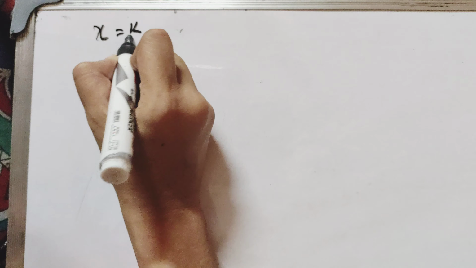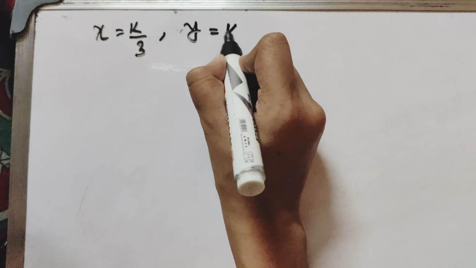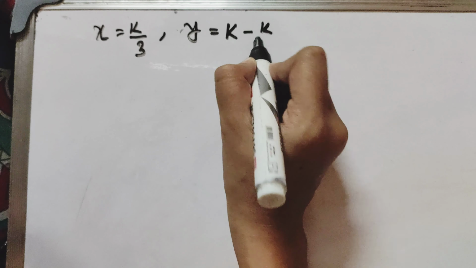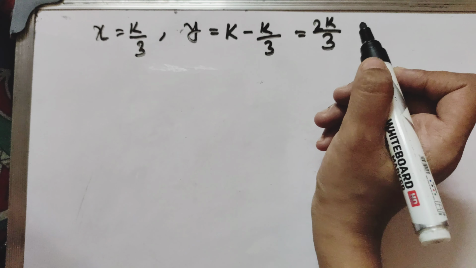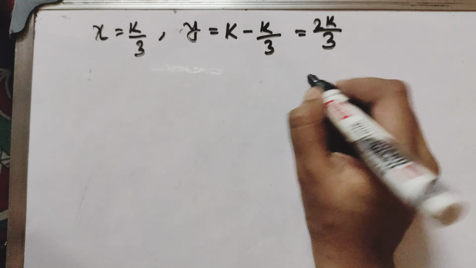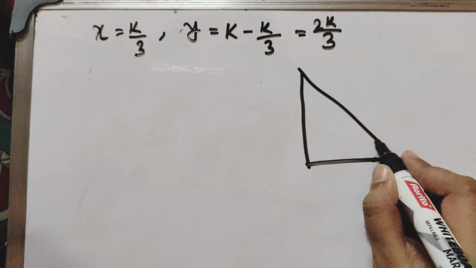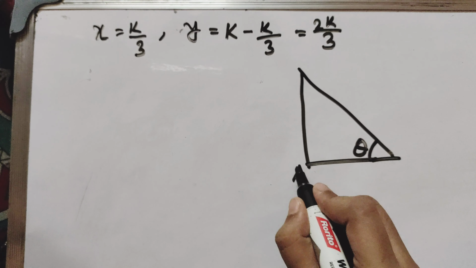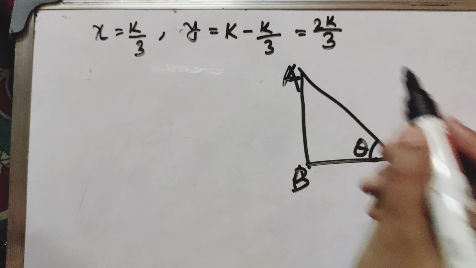Now if x equals k by 3, then what about y? y is k minus x. So k minus k by 3, that is 2k by 3. Now in the triangle, this is theta, this is BC and A, right?